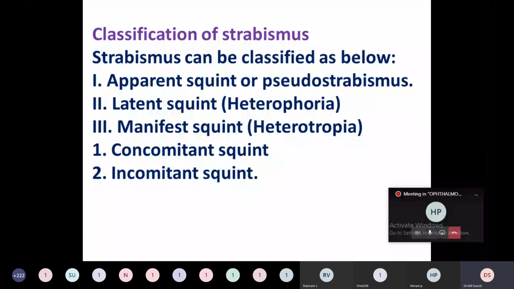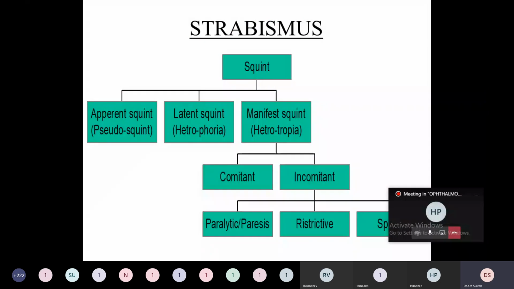If you write a flow chart, it will be like this. Squint: apparent squint, also known as pseudosquint. Next you have heterophoria, which is referred to as latent squint. Then you have heterotropia, which is manifest squint. Manifest squint can be comitant or incomitant.